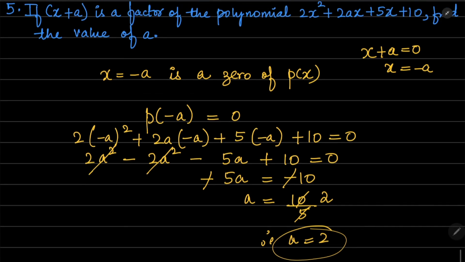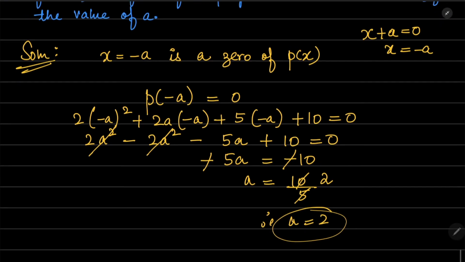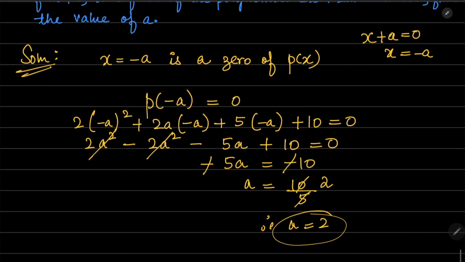This is your answer. So always remember, whenever you are given that x plus a or x plus 2 is a factor of a given polynomial, they are also giving you one of the 0. So just equate it to 0 and whatever value of the variable you are getting, that is the 0 of the given polynomial. Which means when you are substituting the 0 value in place of x, it is making the polynomial 0. Okay, and you can find any unknown terms.